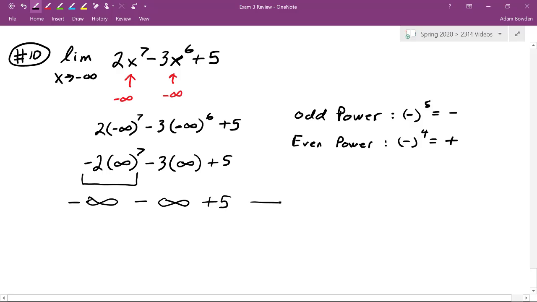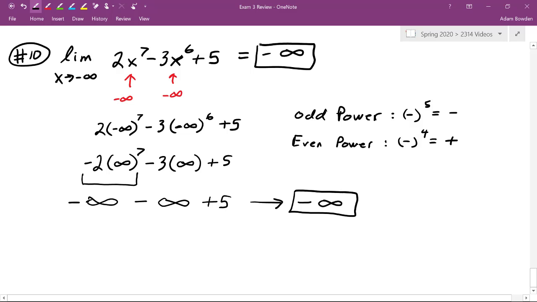And so this whole thing is just going to keep getting smaller and smaller as it goes toward a really big negative number. And so it all still approaches negative infinity as a result. So this limit would be equal to negative infinity. And again, that's just because we're subtracting negative infinity from another negative infinity, and so it's just going to continue to get subtracted into a bigger and bigger negative number.